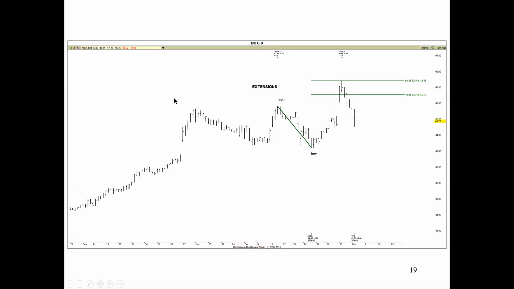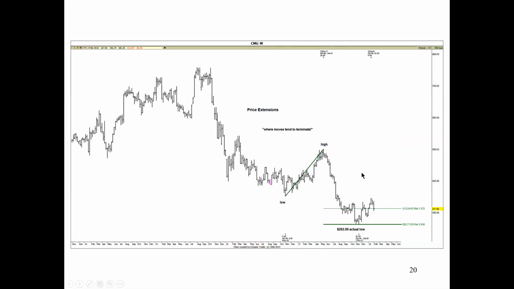Now, let's see. I have another example of an extension, and it's a pretty old chart, but it is a weekly chart of CMG. Way back when, when this market was straight down, I took the low to high on the weekly chart to watch for areas where it might terminate the decline. No such luck at the 1272, but very, very close as far as the 1618.